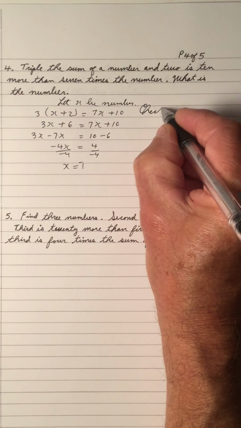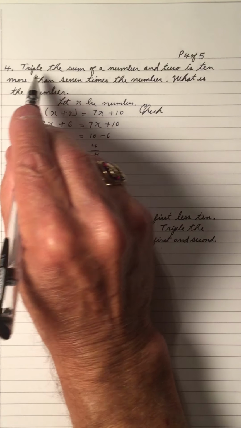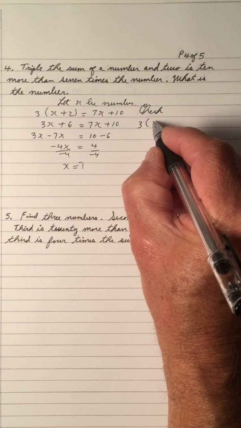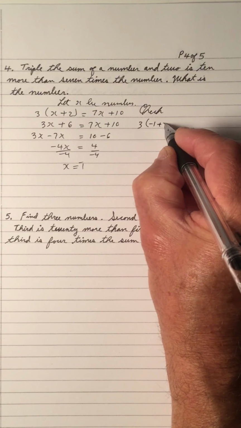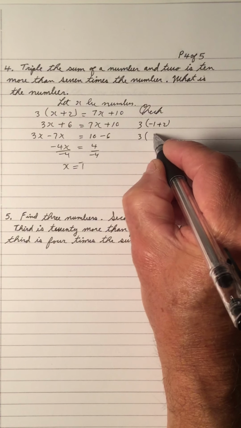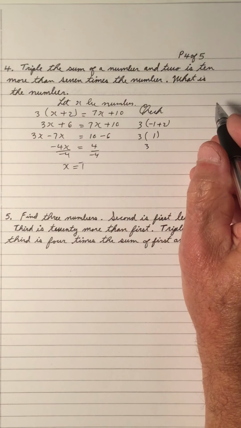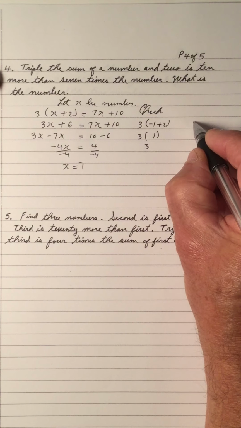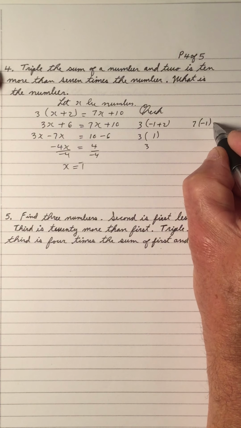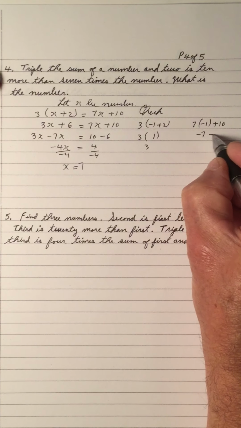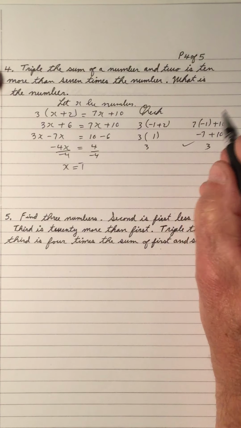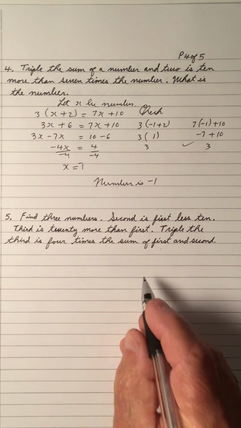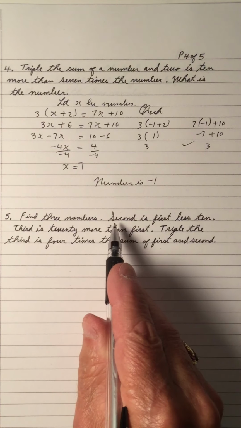So we're going to check. Triple the sum of the number, which is negative 1, and 2. So that's triple. We do inside the brackets first, which is 1. We get a 3. And that should be the same as 10 more than 7 times the number. So 7 times the number plus 10. Negative 7 plus 10 is 3, so that's true. So the number is negative 1.